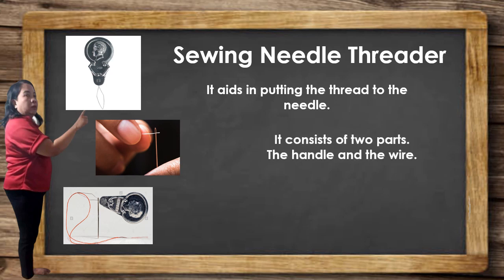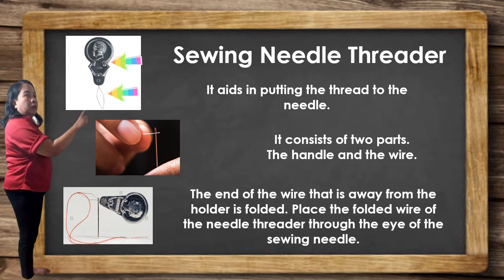The needle threader consists of two parts, the handle and the wire. The end of the wire that is away from the holder is folded. Place the folded wire of the needle threader through the eye of the sewing needle.